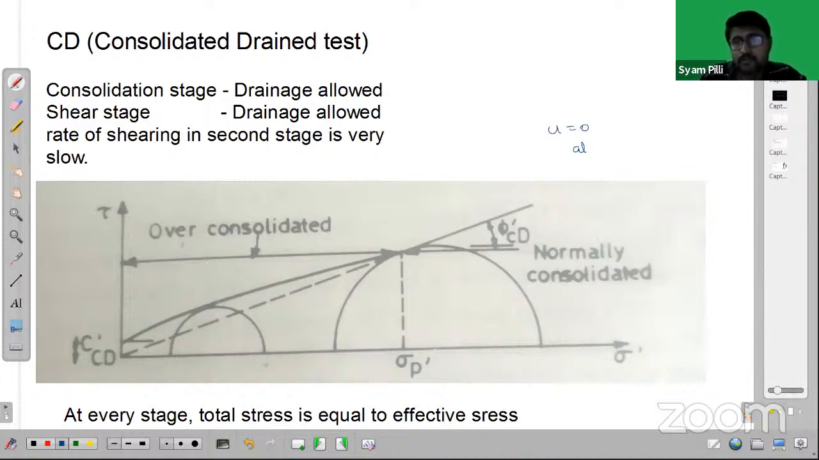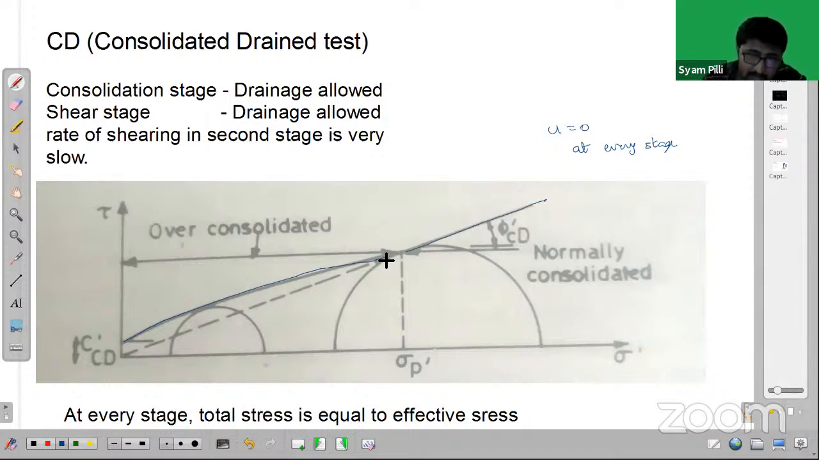So pore water pressure at every stage is 0. So directly you can use those parameters to find out the failure envelope, right? Then the failure envelope will be something that looks like this. This is for the over consolidated range, and this is for the normally consolidated range.